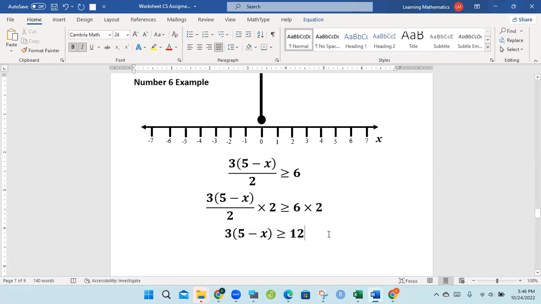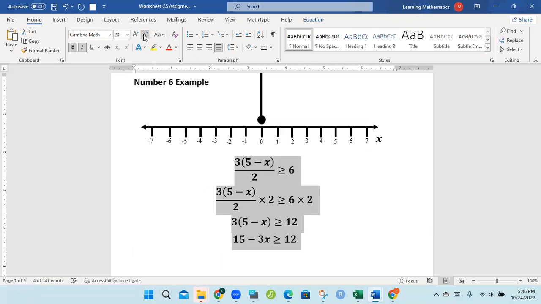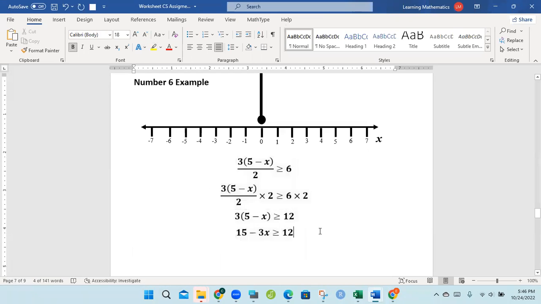Now we're going to clear brackets by multiplying. So we have 3 5s are 15, and 3 by negative x, negative 3x. Now remember, whenever we have a negative x, try to make it positive as soon as possible to avoid dividing. I don't want to divide by a negative 3. I'm going to switch the direction of the inequality sign.